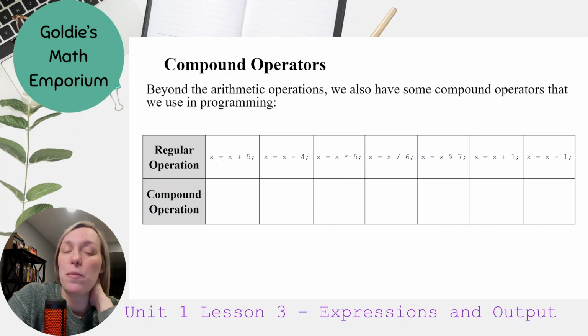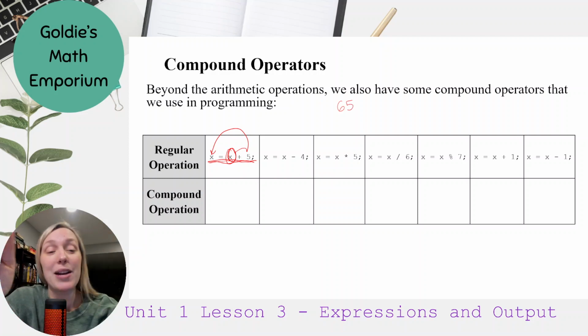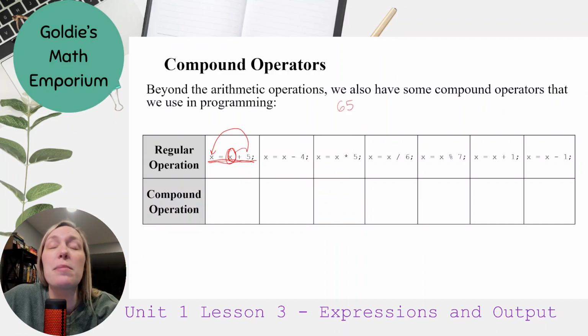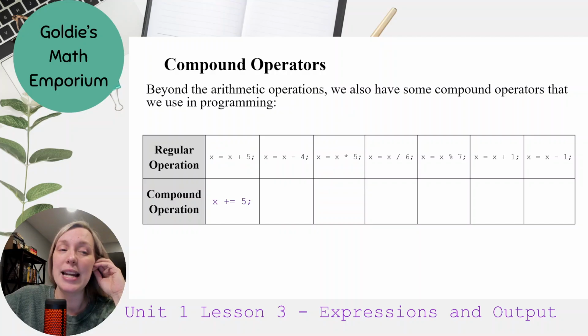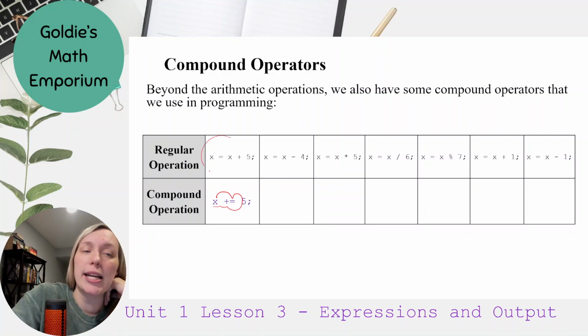So here is a regular operation, x equals x plus 5. What this says is take the value that x currently is, add 5 to it, and then store it back in x, right? So if x was 65, then I would add 5 to it and store it back in x, okay? A compound operator simplifies that expression. And instead of writing it as the regular operation, we write it compound. x plus equals 5. So it says take x, add 5 to it, and then store it back in x. Okay? It's a shorthand way of writing this.